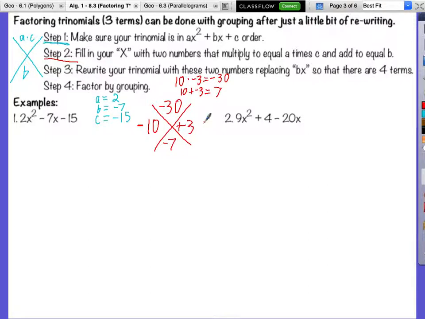Questions on filling out that x. This is a very important step here, is filling out that x. We did nice one by ourselves. We're not done yet.